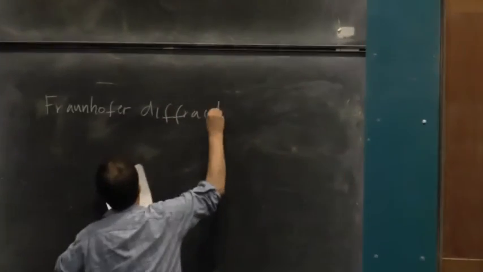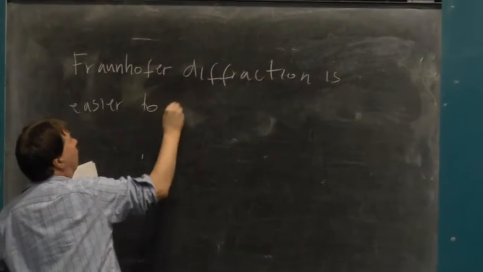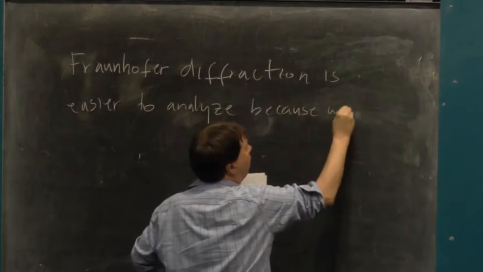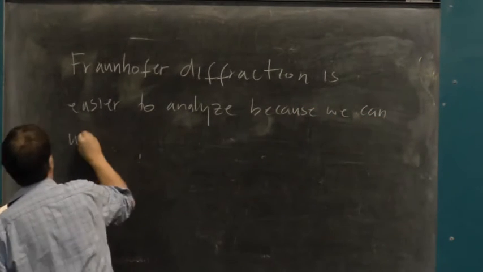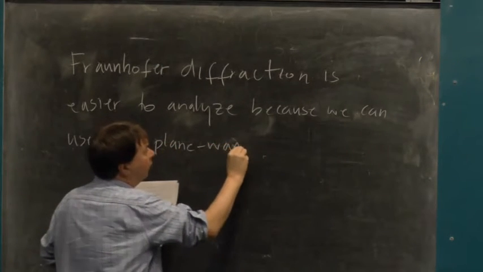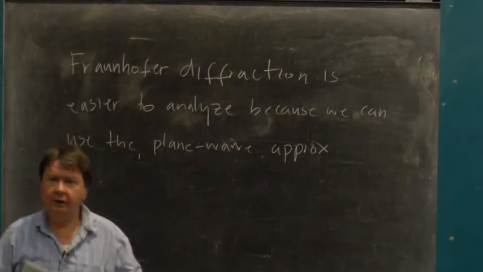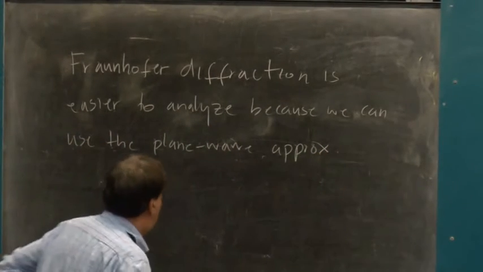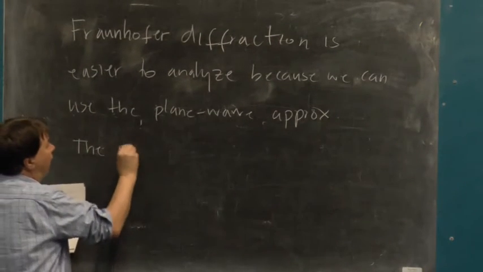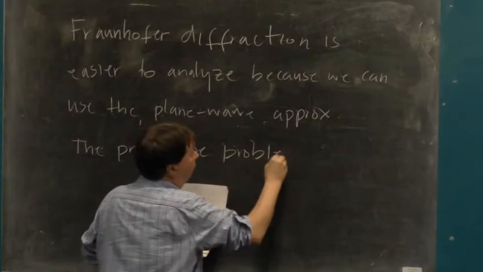So Fraunhofer diffraction is easier to analyse because we can use, as we did all last week, the plane wave approximation. And that's why, of course, we've focused on it, because it's conceptually very clean to analyse with plane waves. And there's no doubt about it, if we can't analyse this prototype problem, we can't analyse any. So let's really knock this one on the head today.